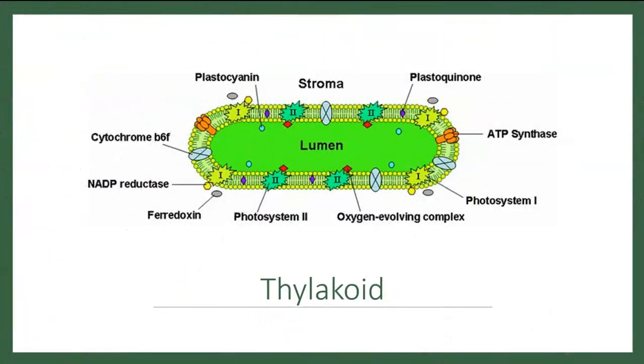So we're seeing that thylakoid again. You've got lots of things going on here and structures that you've just heard about. You've got your photosystem 2, your photosystem 1, ferredoxin, and your NADP reductase, which is the enzyme that reduces the NADP. You've got your stroma, the lumen of the center of the thylakoid. You've got your plastoquinone, and you've got your plastocyanin.